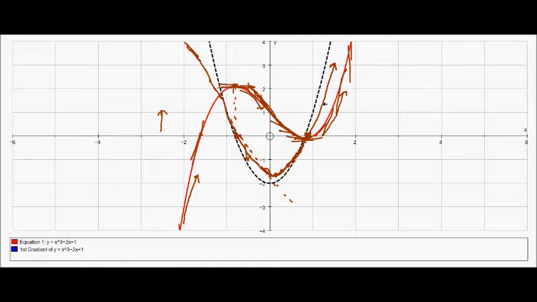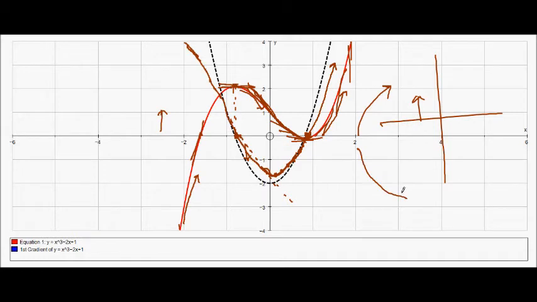Hope it's clear how to draw the gradient function from a given function. Start looking at the increasing part of the function. So when the function is increasing, the gradient would be on the positive side. When the function is decreasing, the gradient would be on the negative side. And when the function turns at these points, the gradient would be 0. That means it will pass the x-axis. Okay, so that's how you need to draw the gradient of a function.